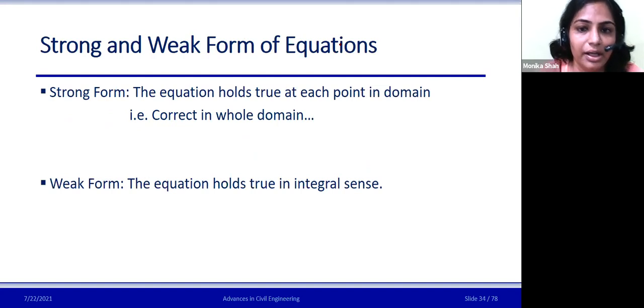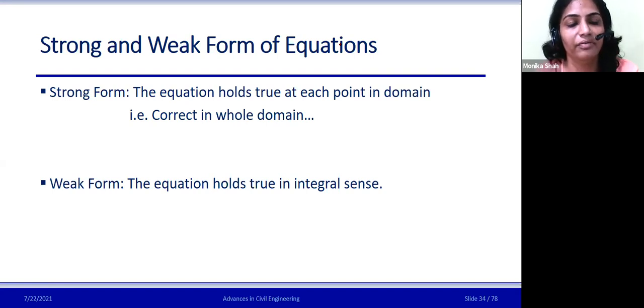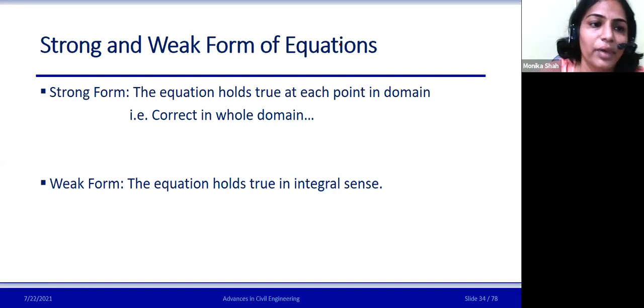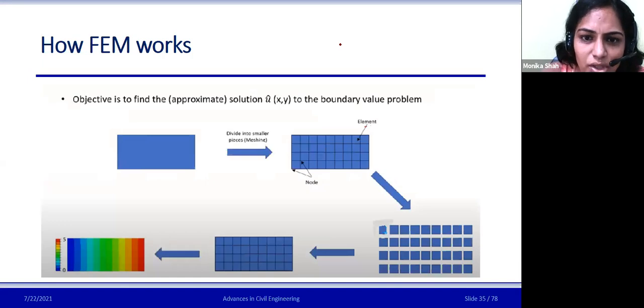Generally, when we take an equation, it is going to hold true at each and every point in the domain, but that is not going to be possible. It's not going to be correct in the whole domain. So what we are doing is taking the integral sense of that and converting it into the weak form of the equation.